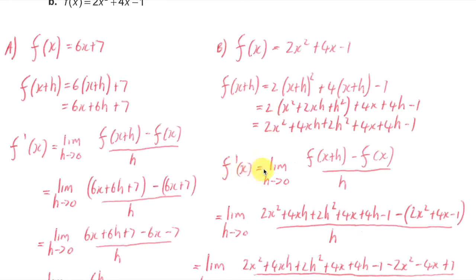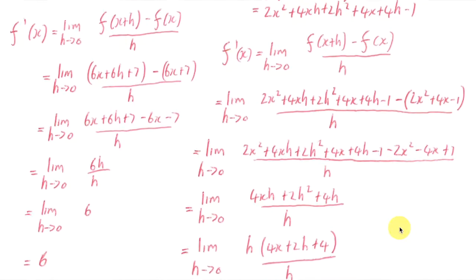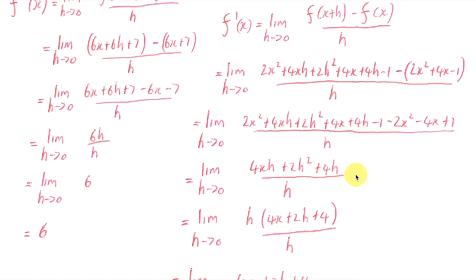The derivative is equal to the limit as h approaches 0 of all of that. I now put in f of x plus h. I put in f of x, notice in brackets so I don't make a mistake with the negatives. I get rid of the brackets. I tidy up the top line.